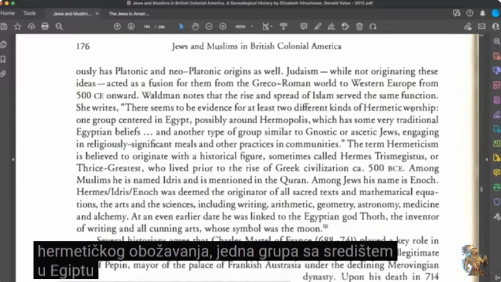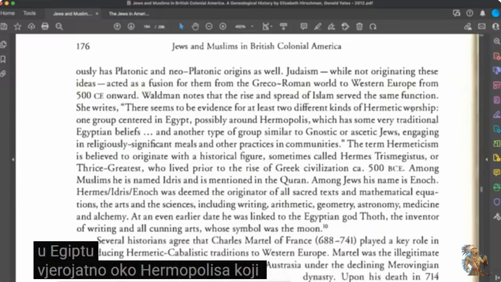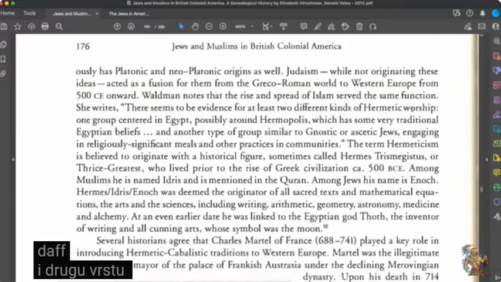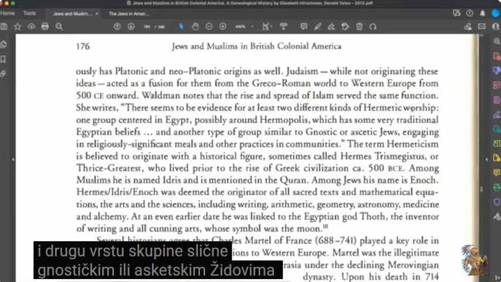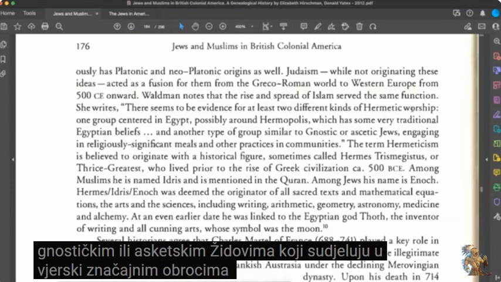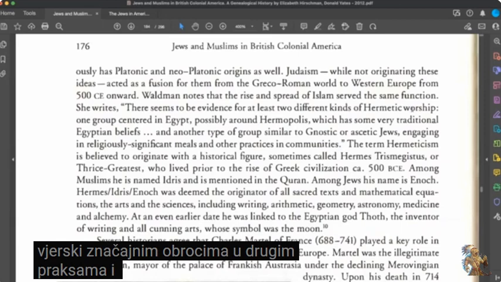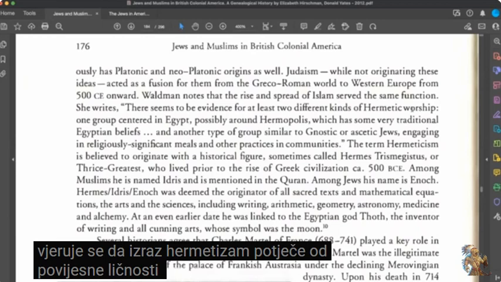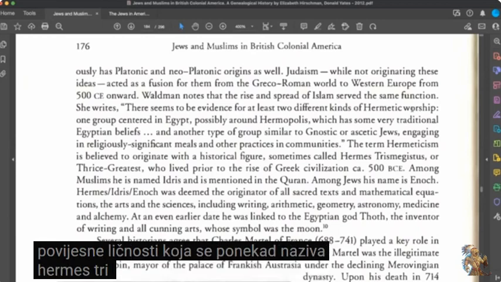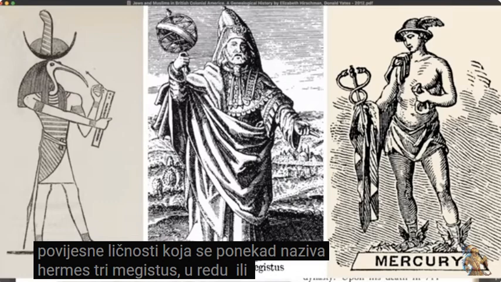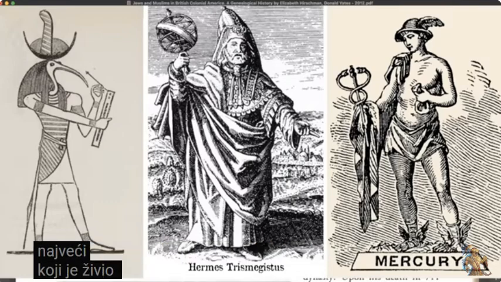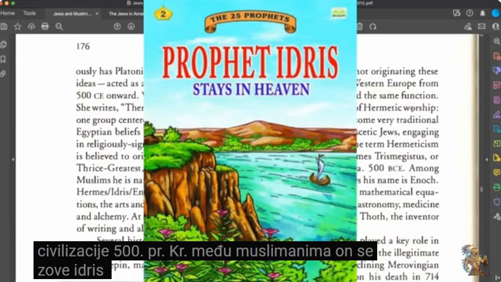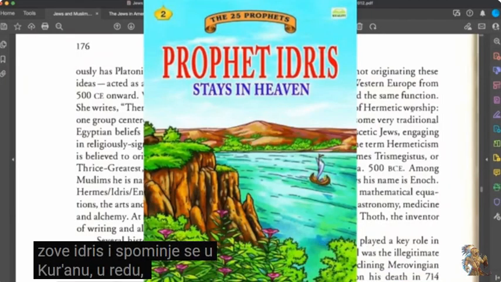So we got at least two different kinds of Hermetic worship. One group centered in Egypt, possibly around Hermopolis, which has some very traditional Egyptian beliefs, Thoth, and another type of group similar to Gnostic or ascetic Jews, engaging in religiously significant meals and other practices in communities. The term Hermetism is believed to originate with a historical figure, sometimes called Hermes Trismegistus, or Thrice Greatest, who lived prior to the rise of Greek civilization, 500 BC. Among Muslims, he is named Idris and is mentioned in the Quran.